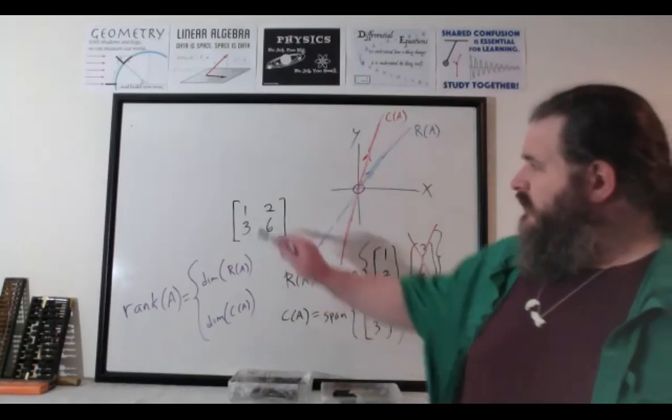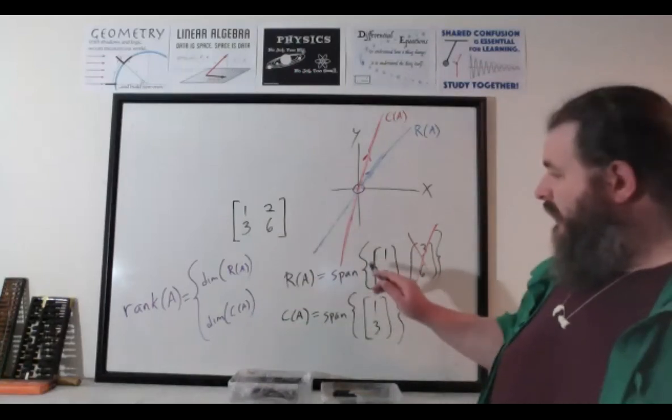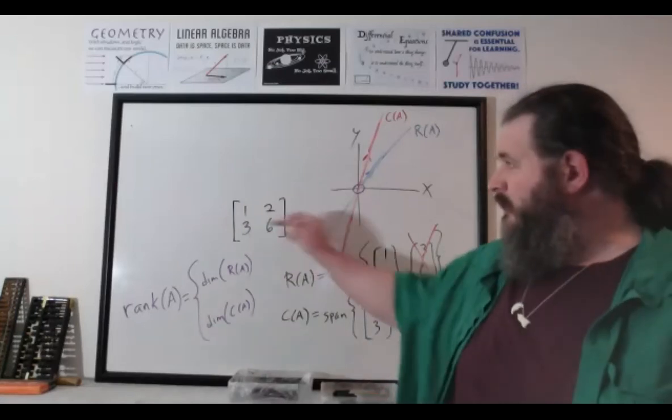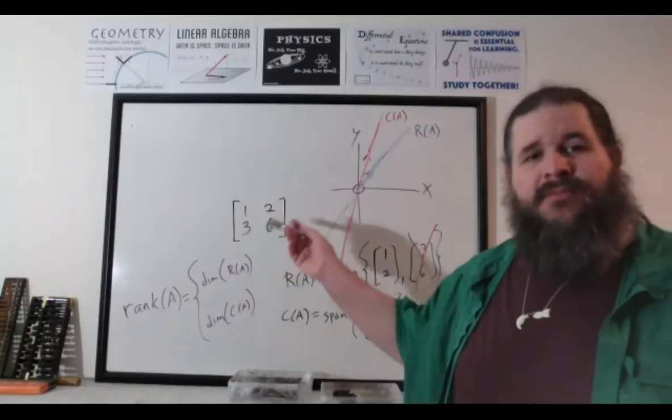So for instance, since this matrix only has a one-dimensional row space and a one-dimensional column space, and if you row reduce it, you'd have only one pivot because one of the rows cancels out, we would say the rank of this matrix is 1.